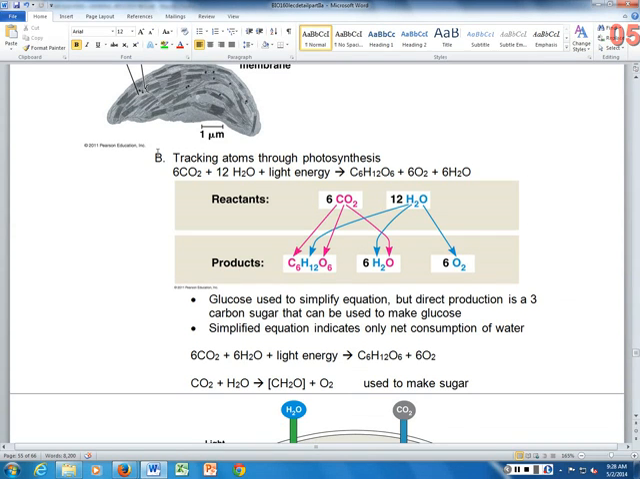So we use glucose to simplify the equation, but we actually make 3 carbon sugars. But it makes more sense if we look at it making glucose, so we can compare. All right, we make glucose with this one. We break down glucose to make the carbon dioxide over here. It completes our little cycle of life going in there. A lot nicer if we use glucose to make that.